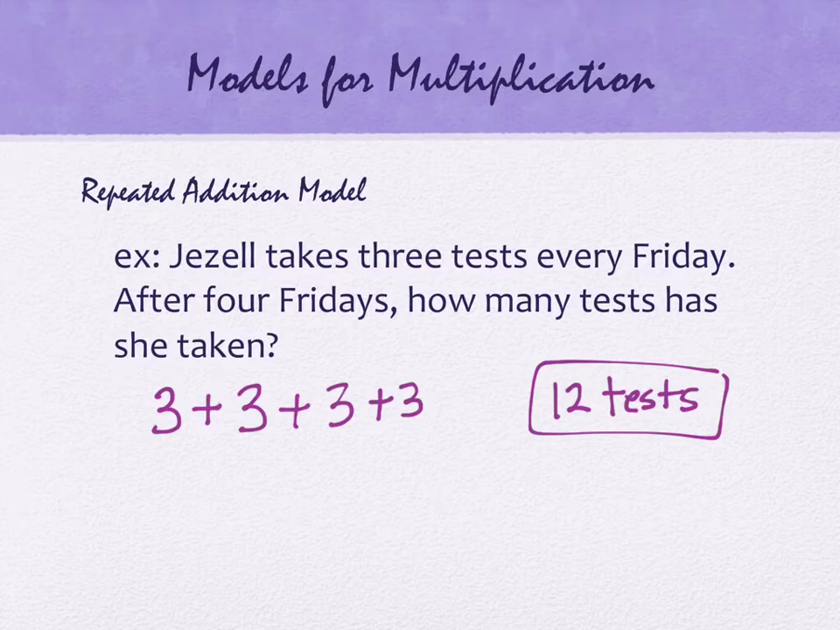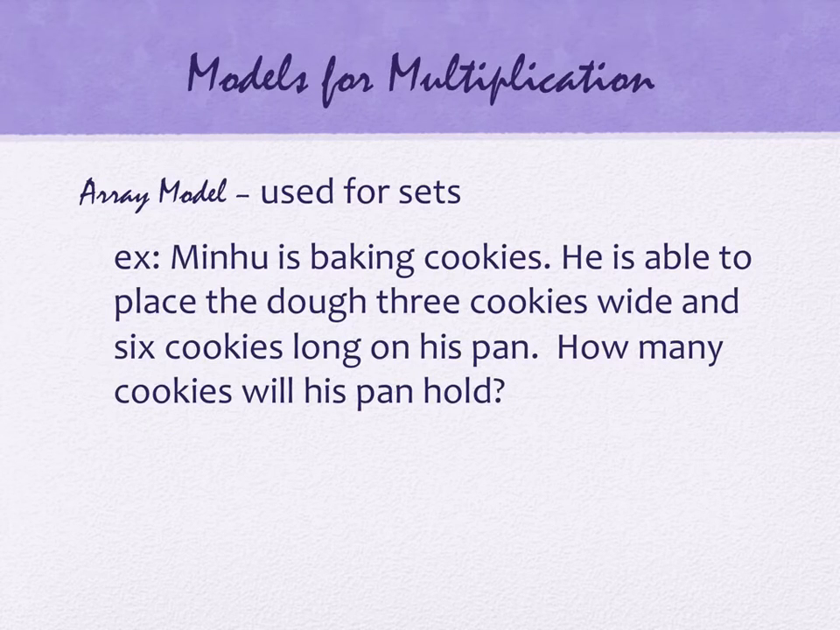Array is one of my favorites. Minhu is baking cookies. He's able to place the dough 3 cookies wide and 6 cookies long in his pan. How many cookies will his pan hold? So this one has a very natural picture associated with it. In fact, you're probably all in your mind seeing the picture even as I described it, aren't you? Okay, so it's supposed to be 3 wide, 6 long. We need circular cookies. I don't think that it's going to work if I do others.